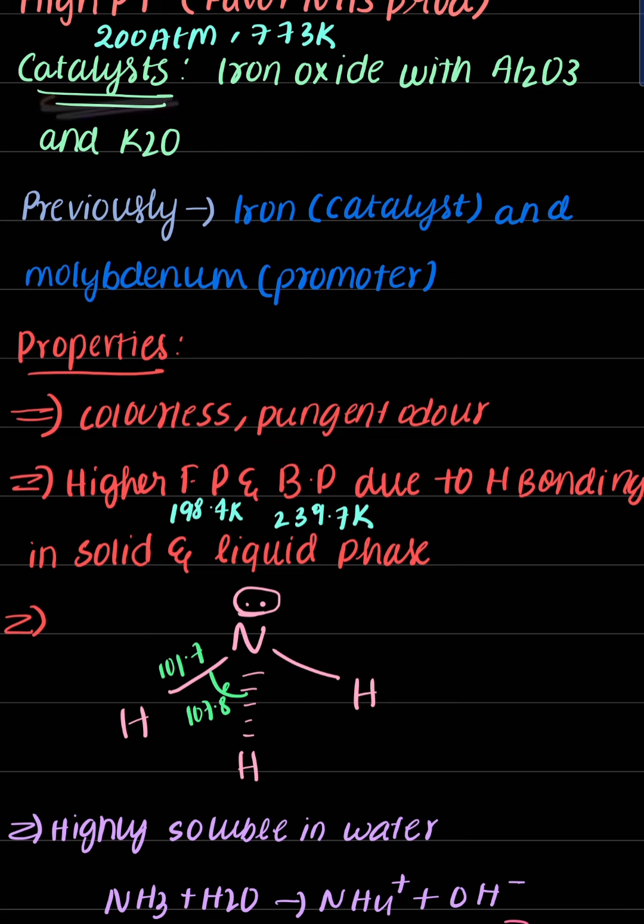The catalyst used here is iron oxide, and we also take Al2O3 and K2O, but previously iron was used as a catalyst and molybdenum was used as a promoter.